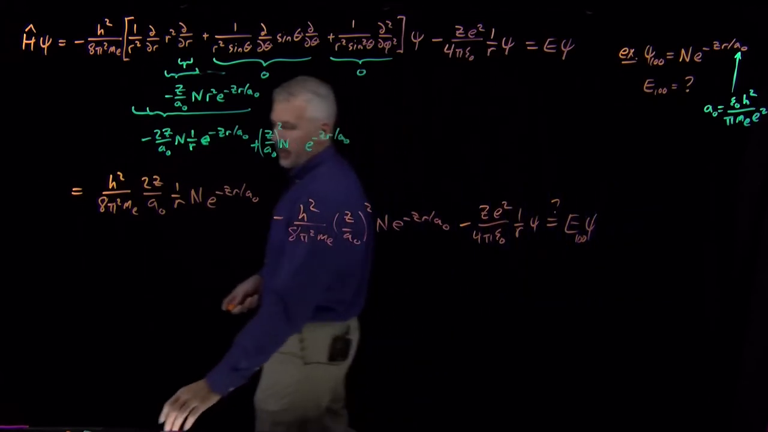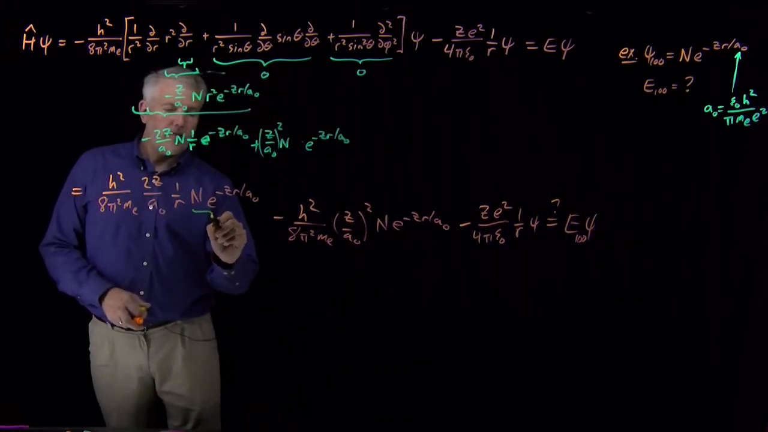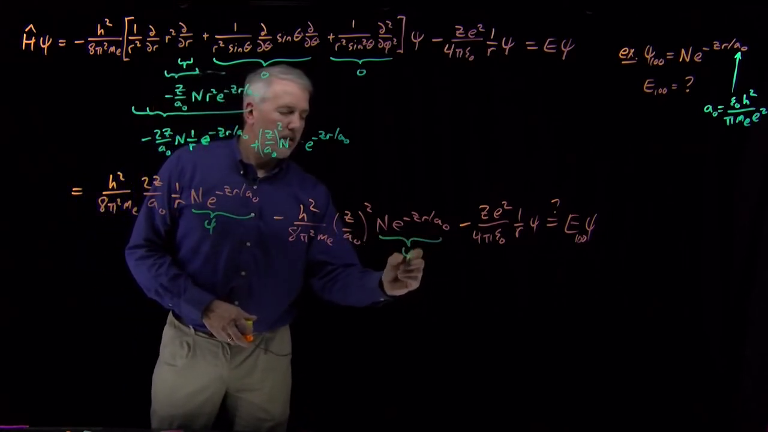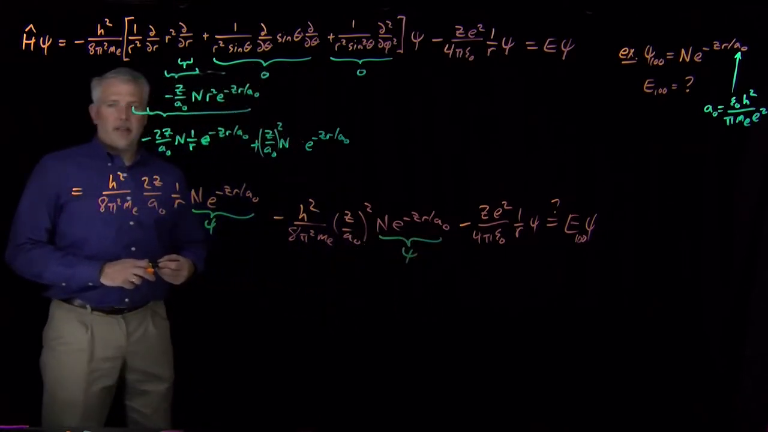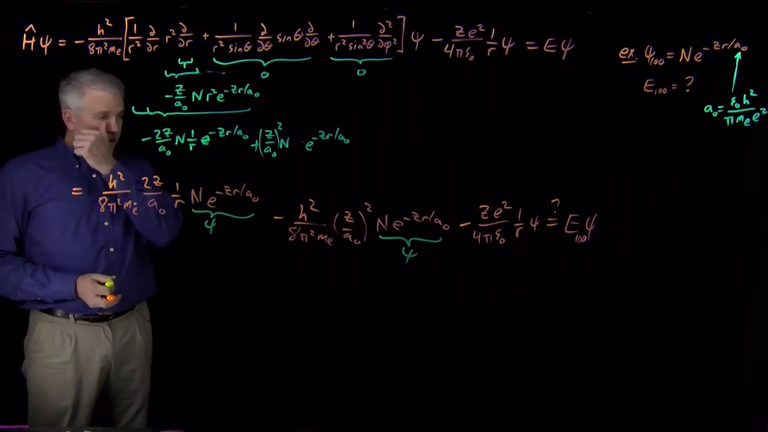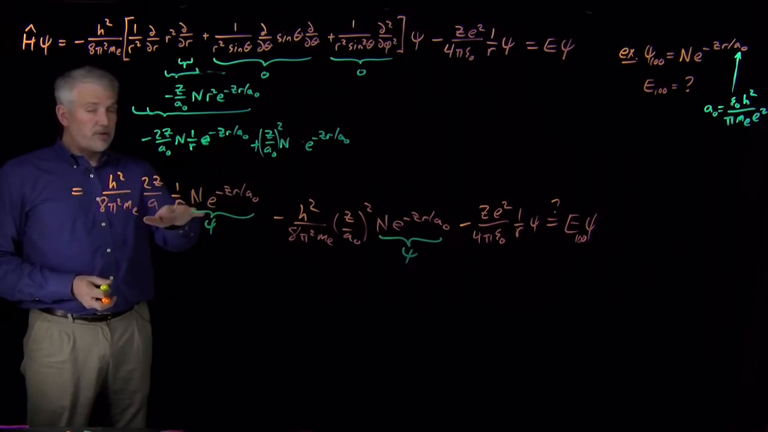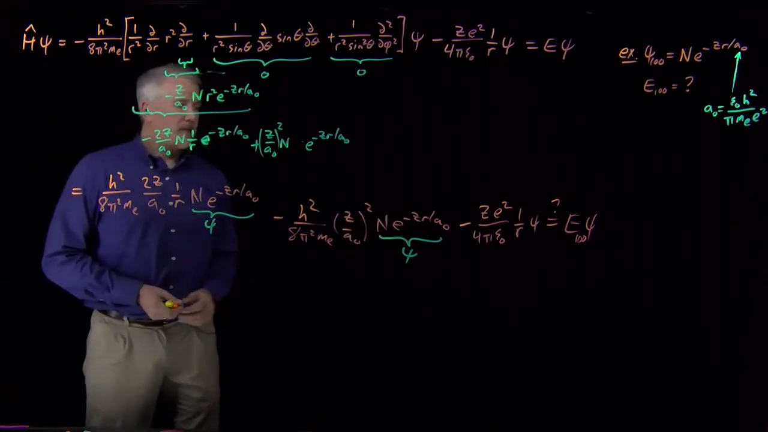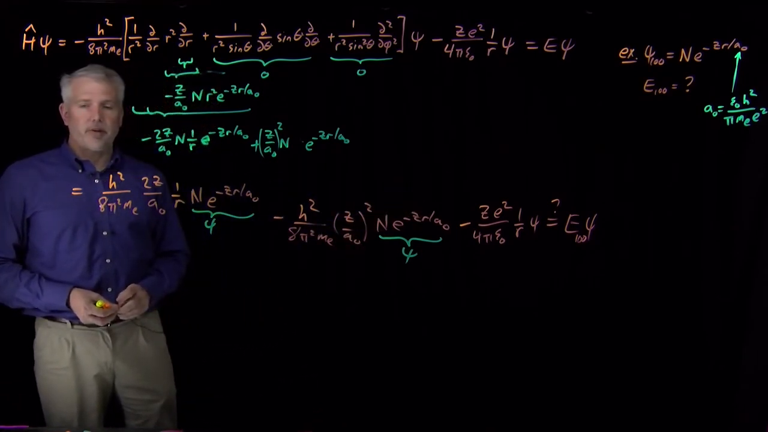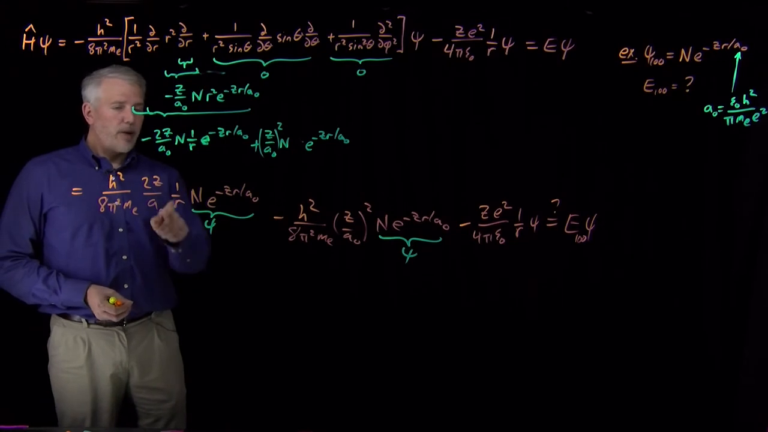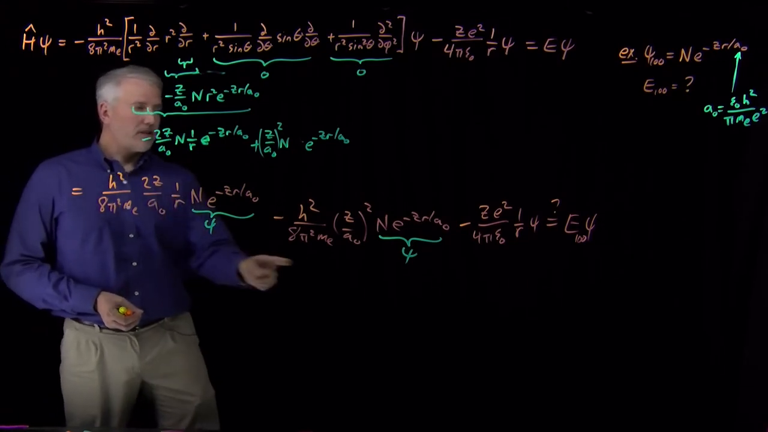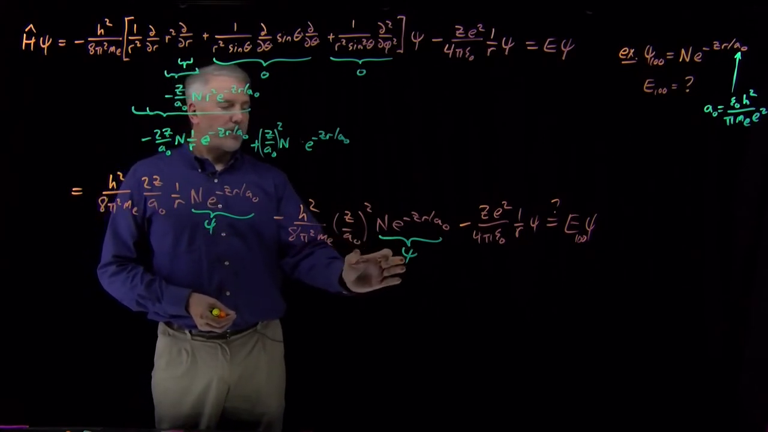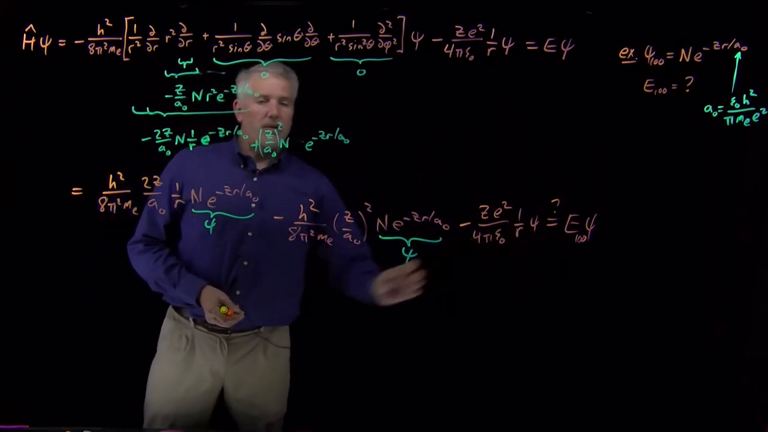Notice also that everywhere I have an e to the minus Zr over a naught, that's equal to the wave function, so we're looking pretty good so far. The things on the left are all things multiplied by a wave function. The things on the right are all things multiplied by a wave function. The derivatives have all been taken. I do have some 1 over r times wave function in the first and the third terms, and I have just some constants times the wave function in the second term and on the right-hand side.